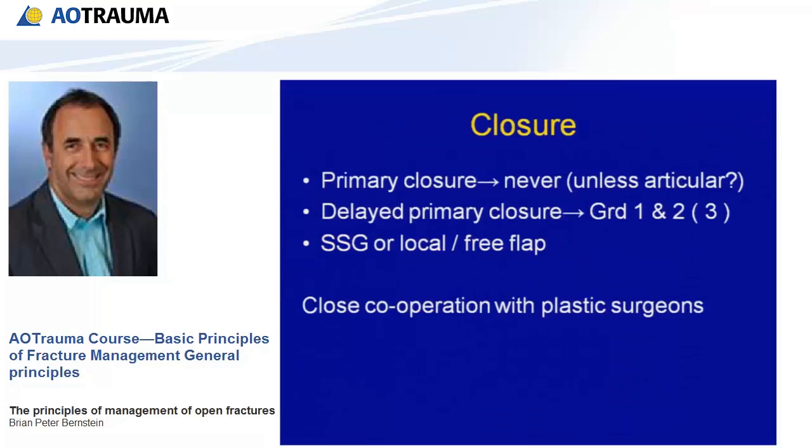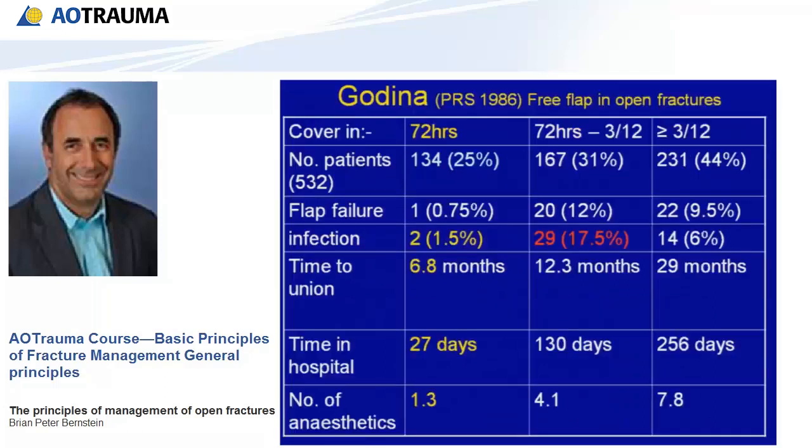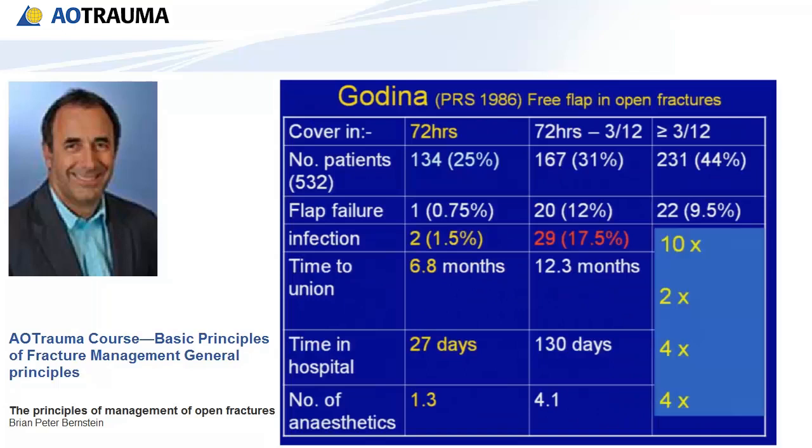This is from the plastic surgical literature, and it's an old paper from 1986, but it's pretty valid because it's free flaps within 72 hours or over 72 hours. And just to summarize it, if you wait longer than 72 hours, there is a 10 times increase in infection rate. You double the time to union. You quadruple the time that the patient spends in hospital and the number of anesthetics that they have. So try and get definitive closure within 72 hours. This hasn't changed.